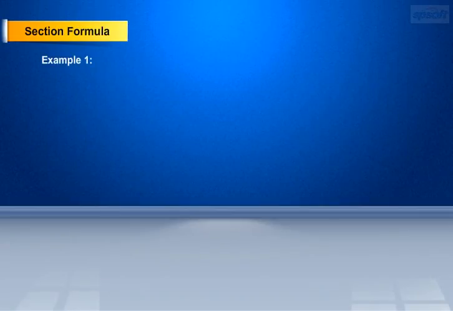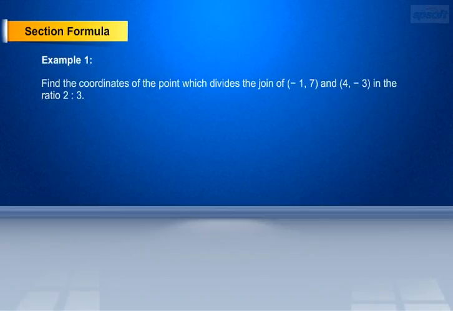Let us see few examples. Find the coordinates of the point which divides the join of (-1, 7) and (4, -3) in the ratio 2:3. Let us see the answer now.